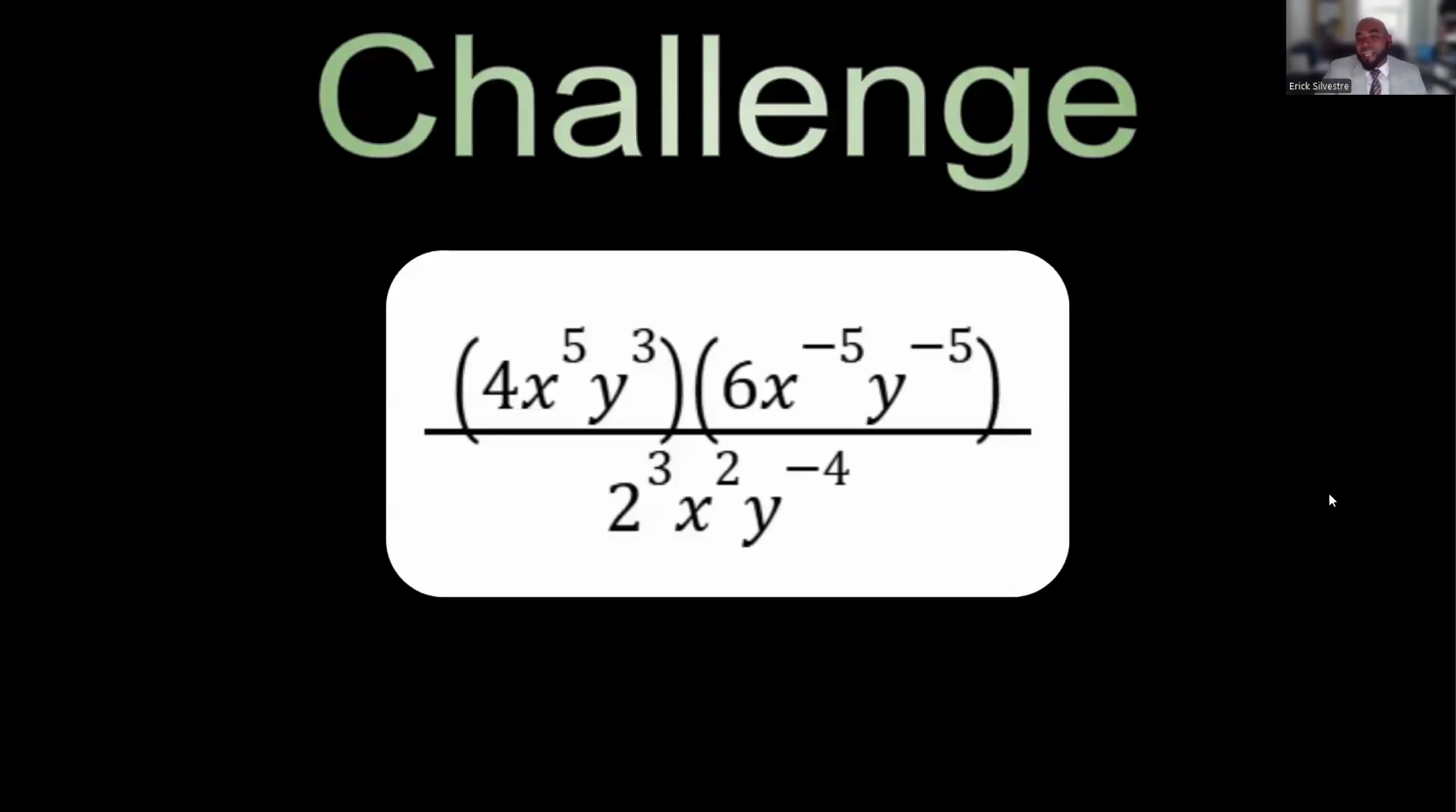All right, and this is your challenge for next video. Simplify this expression. I have 4x to the 5th, y to the 3rd, times 6x to the negative 5, y to the negative 5, divided by 2 cubed times x squared times y to the negative 4. All right, try it on your own. Next video, we'll review it, unpack it, and hope you got it right.